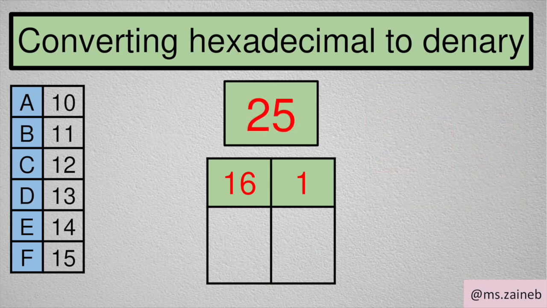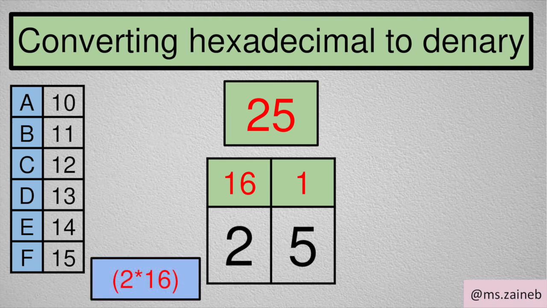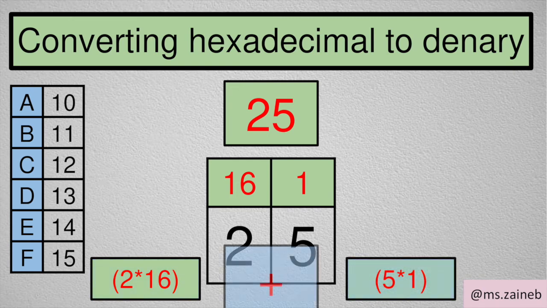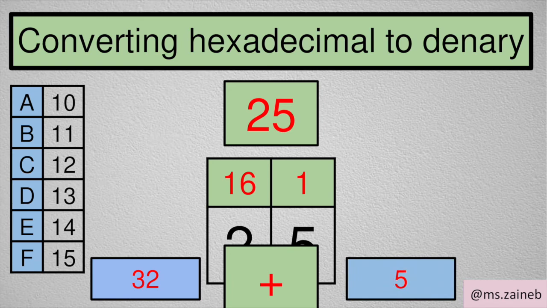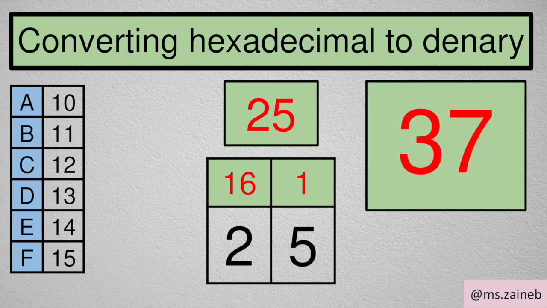Now this one is a bit of a tricky one because it says 25. Now that looks like a denary number, doesn't it? But it actually isn't a denary number at all. This is a normal hexadecimal number and it doesn't mean 25 at all. So we do the same thing. We put a 2 in, we put a 5 in, then we do 2 times 16 and then we do 5 times 1 and we add them together. So 2 times 16 is 32, 5 times 1 is 5, add them together, we get 37. So hexadecimal 25 is the denary number that means 37.